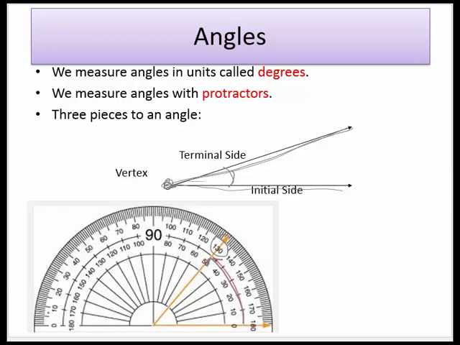It would be 130 degrees if we started over here, if this was the terminal side of my angle and we wanted to know the measure of this angle right here. Notice that 130 and 50 add up to 180, and there are 180 degrees in a half circle because there are 360 degrees in a full circle, and we're going to be using that information today as well.